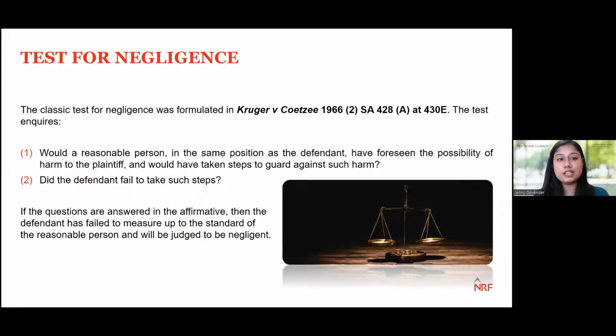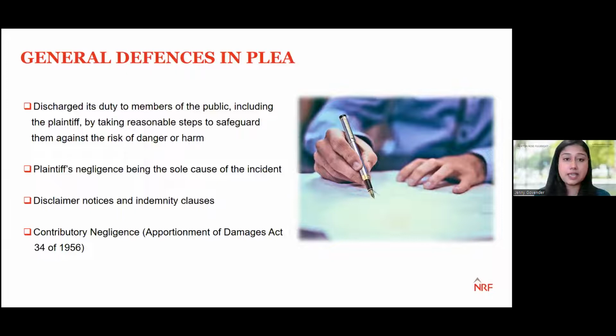However, my colleague Lisa will be dealing with independent contractors and the associated liability in more detail. Some of the other general defenses that one might look at would be disclaimer notices and indemnity clauses. If in the particular circumstances of the case there was a disclaimer notice or an indemnity clause, then the relevant details of that notice or clause would have to be pleaded as a defense to exclude liability. Retibile will be discussing this in more detail, and she'll also be referencing the relevant case law in this regard.